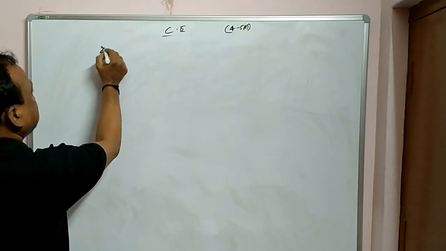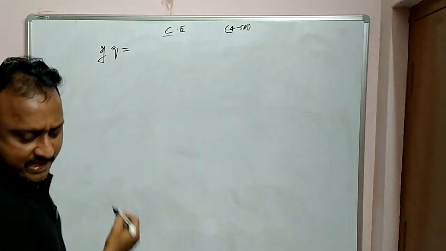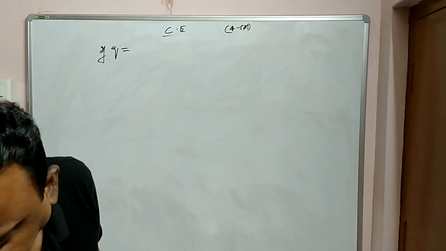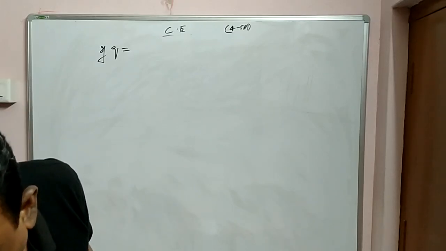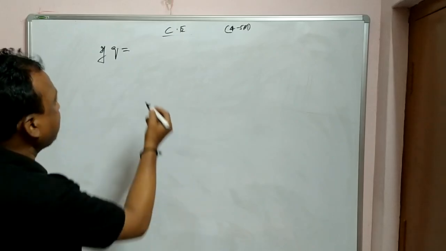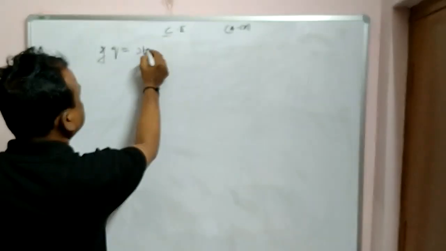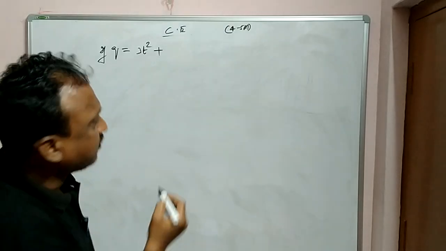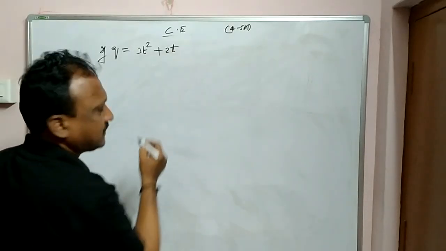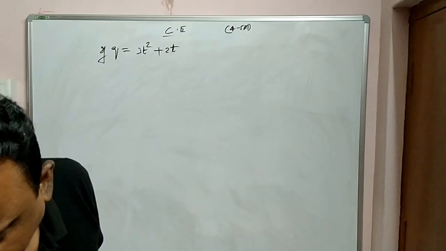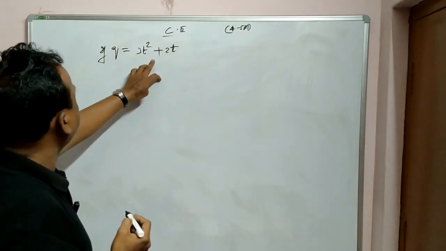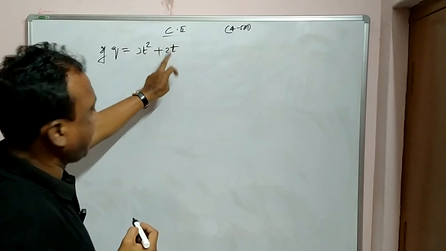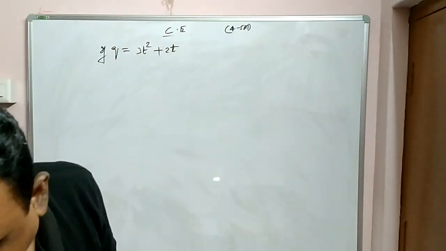Suppose q is given as 3t square plus 2t. Suppose this is the question given for you. Q is equal to, which depends upon time, 3t square plus 2t. For example, say like that.